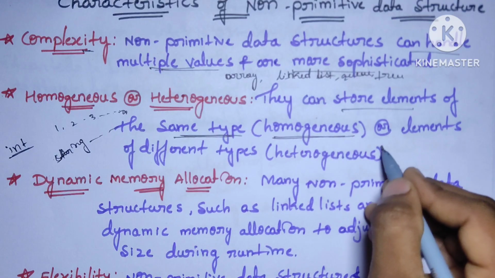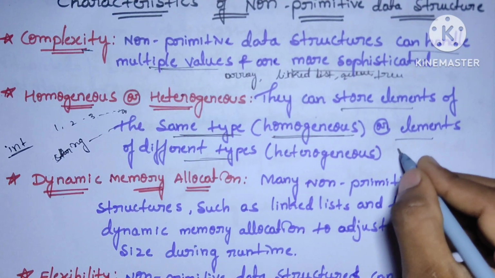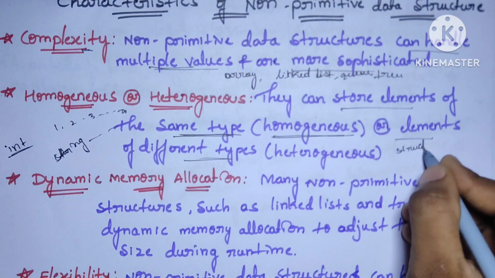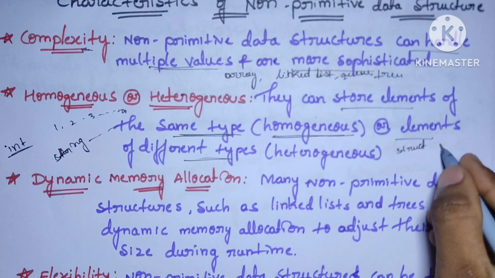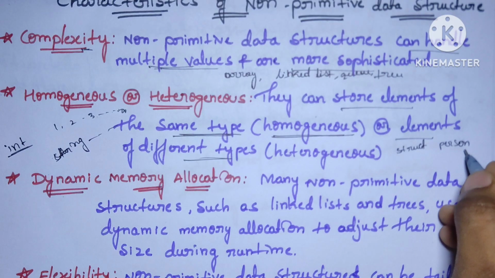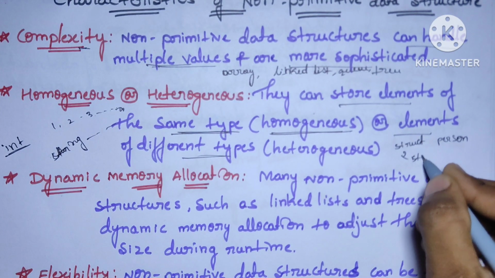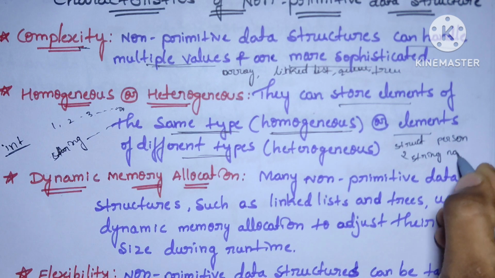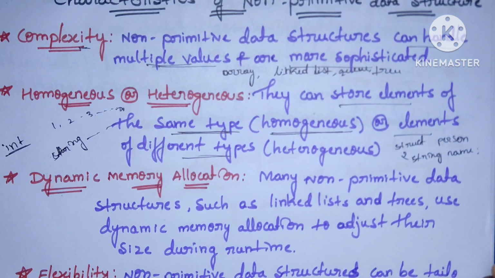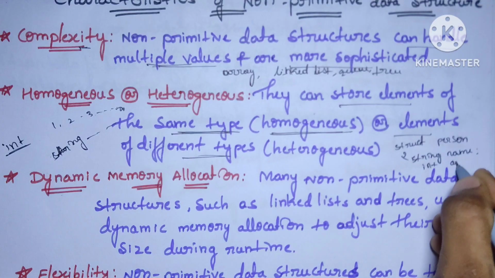Or if I store different data types, you know that in C++ we have a structure, right? In a struct, if I create a structure data type, suppose struct person, then what do we need? The first one is a string for the name value. If I am interested in storing the age, then I need an int.